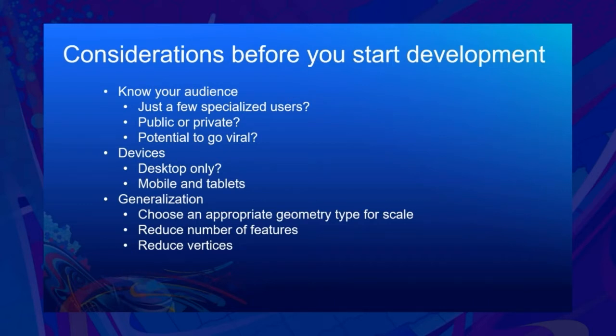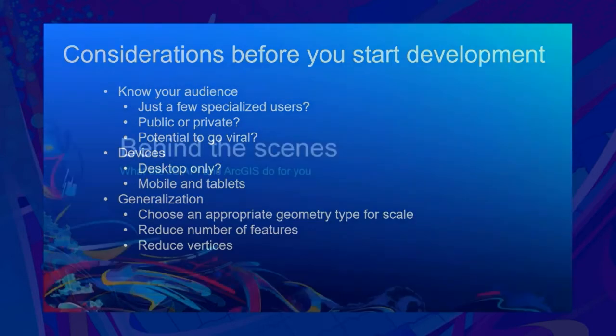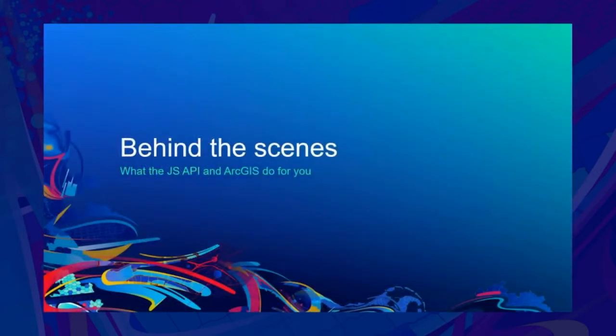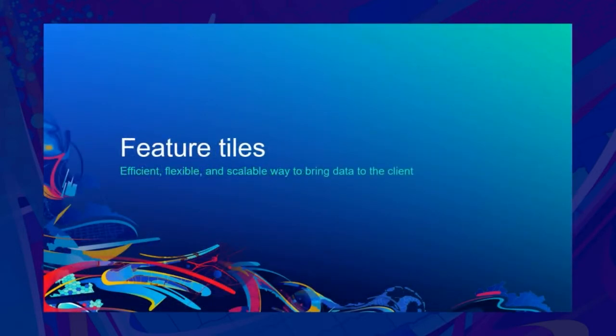And then you need to think about generalization. Choose an appropriate geometry type for the scale that you're looking at. Try to reduce the number of features, reduce the overall vertices. A lot of this happens for you behind the scenes. Let's drill into some of that. First off is that feature layers are really your simplest bet. And we'll talk more about that in a minute.